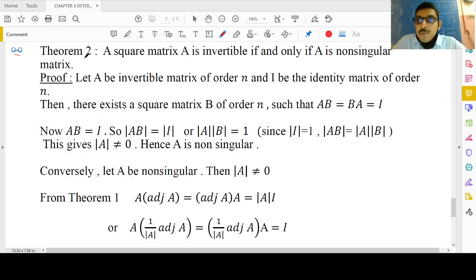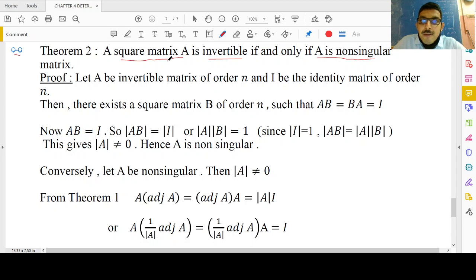Now next we will move to an important theorem. This theorem is the necessary and sufficient condition for a square matrix to possess an inverse. That is, a square matrix has an inverse if and only if it is non-singular. So that means if its determinant is not equal to 0. So a square matrix is invertible if and only if determinant of A not equal to 0.